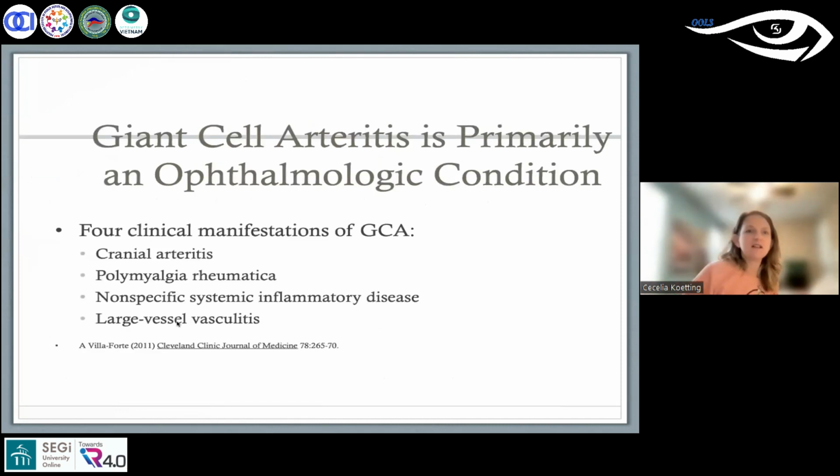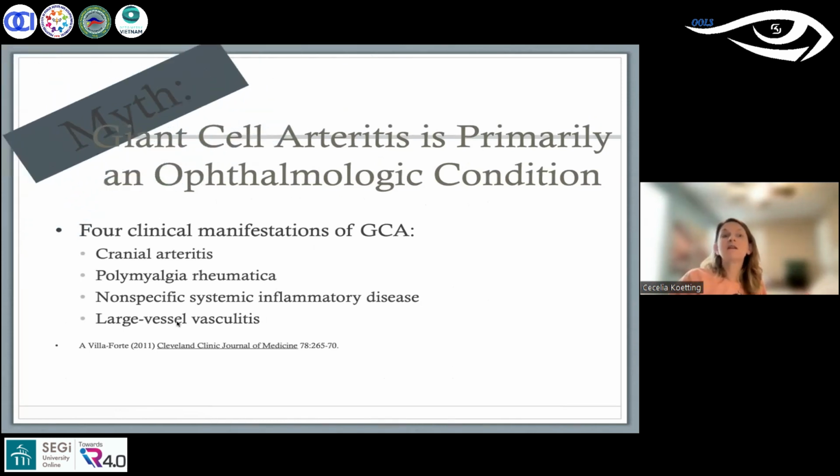Second myth, giant cell arteritis is primarily an ophthalmic condition. Like I mentioned, it is a systemic issue. Cranial arteritis, yes, we will have that. That's kind of where we're going with the eyes. It's a non-specific inflammatory disease of large vessels. There are large vessels elsewhere.